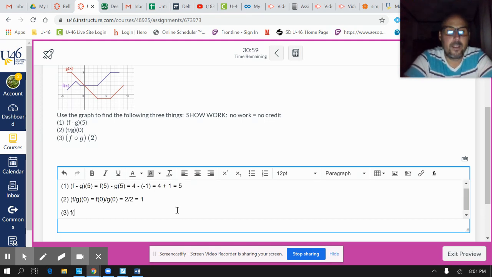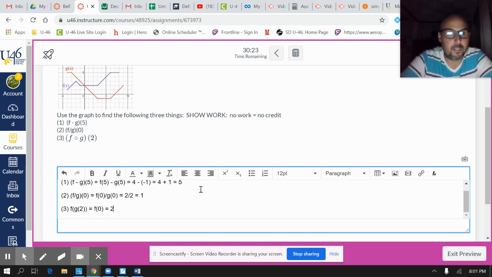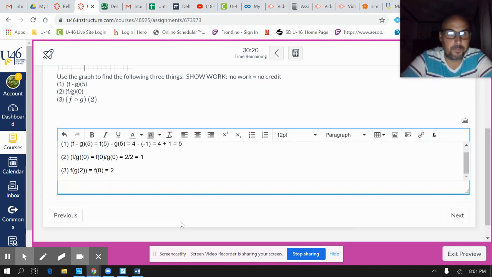3, f of g of 2, which if you got this one wrong, you may have multiplied. But this is not a multiplication symbol. This is a composition symbol. So you have to take 2, put it into g, see what that gives you, and then put that into f and see what that gives you. So g of 2, when x is 2, I'm right here, and g is the red one. G produces 0. So this is the same as f of 0, and we just talked about f of 0. F of 0 is 2. So the correct answer was 5, 1, 2.